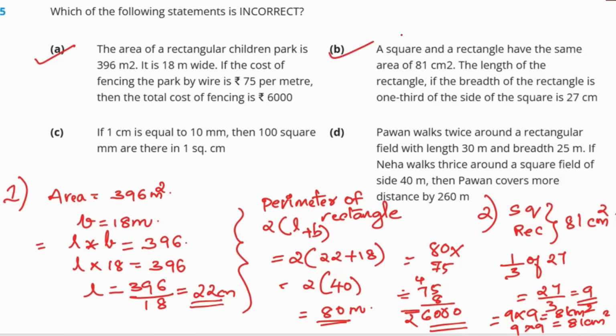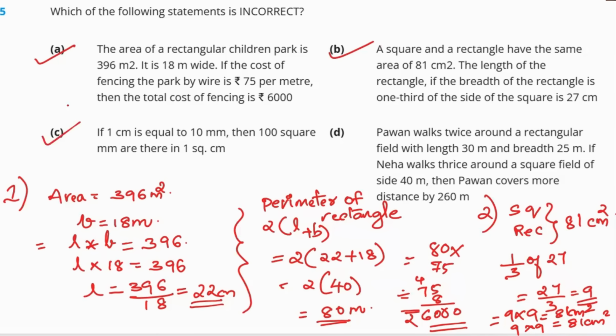And the third one: if 1 centimeter is equal to 10 millimeter, then 100 square millimeter are there in 1 square centimeter. Okay. 1 centimeter is equal to 10 millimeter. Then 100 square millimeter are there in 1 square meter. That statement is also true.